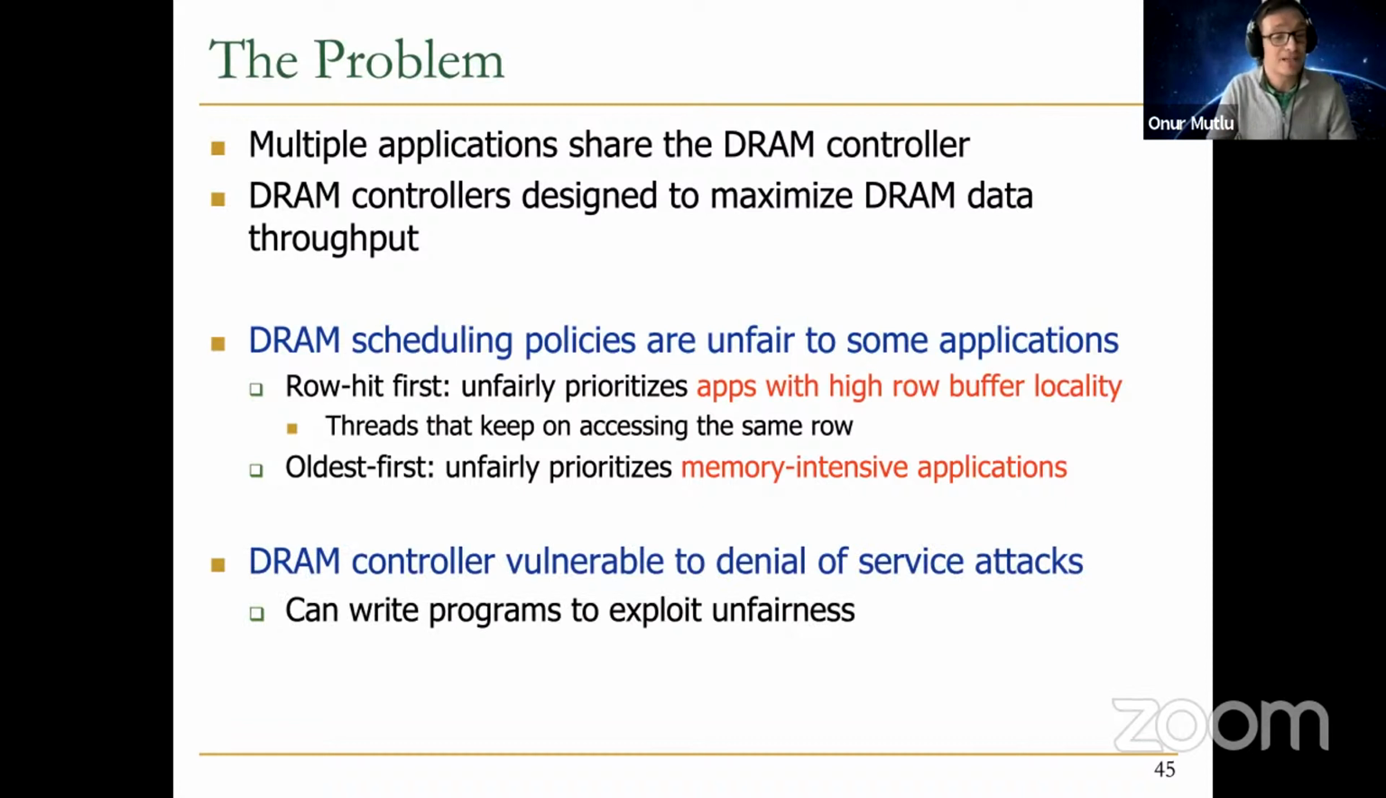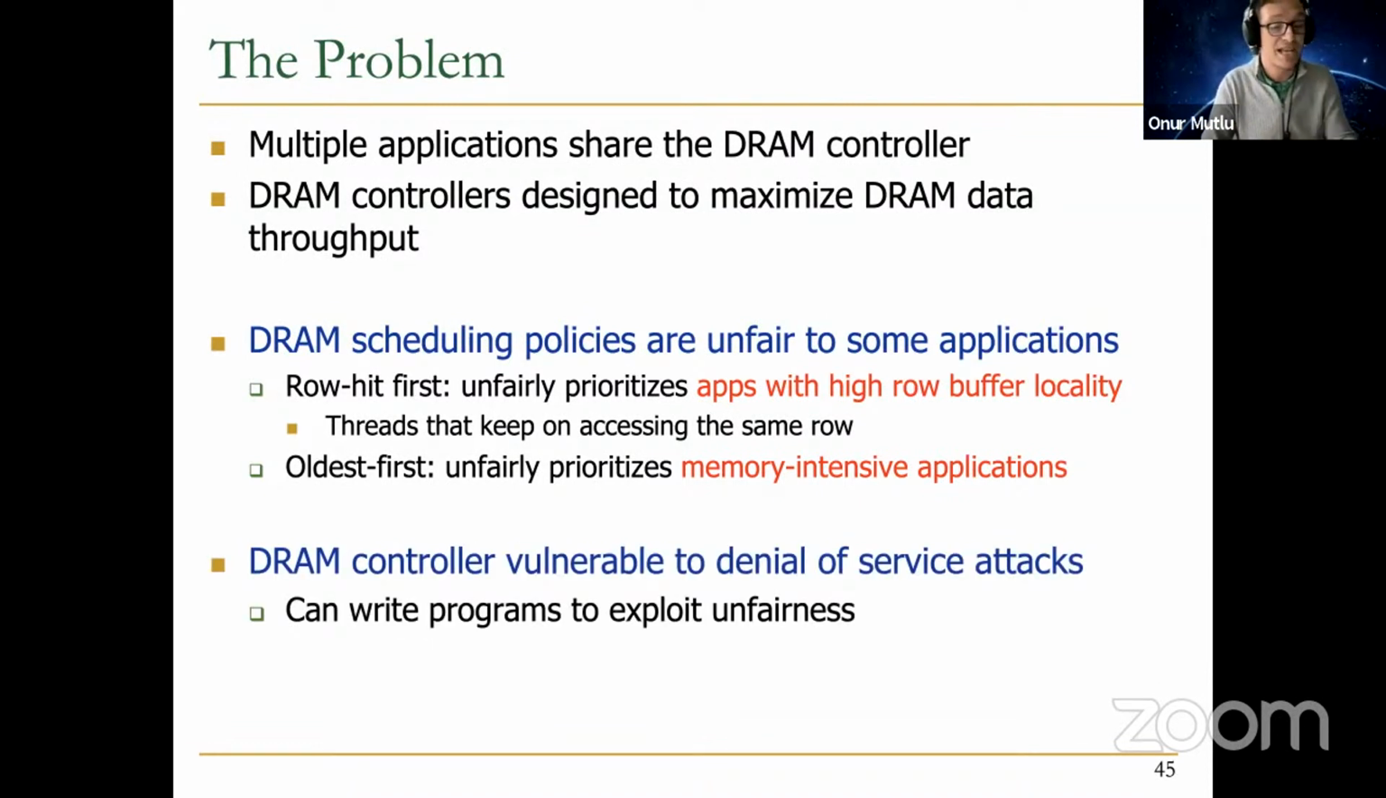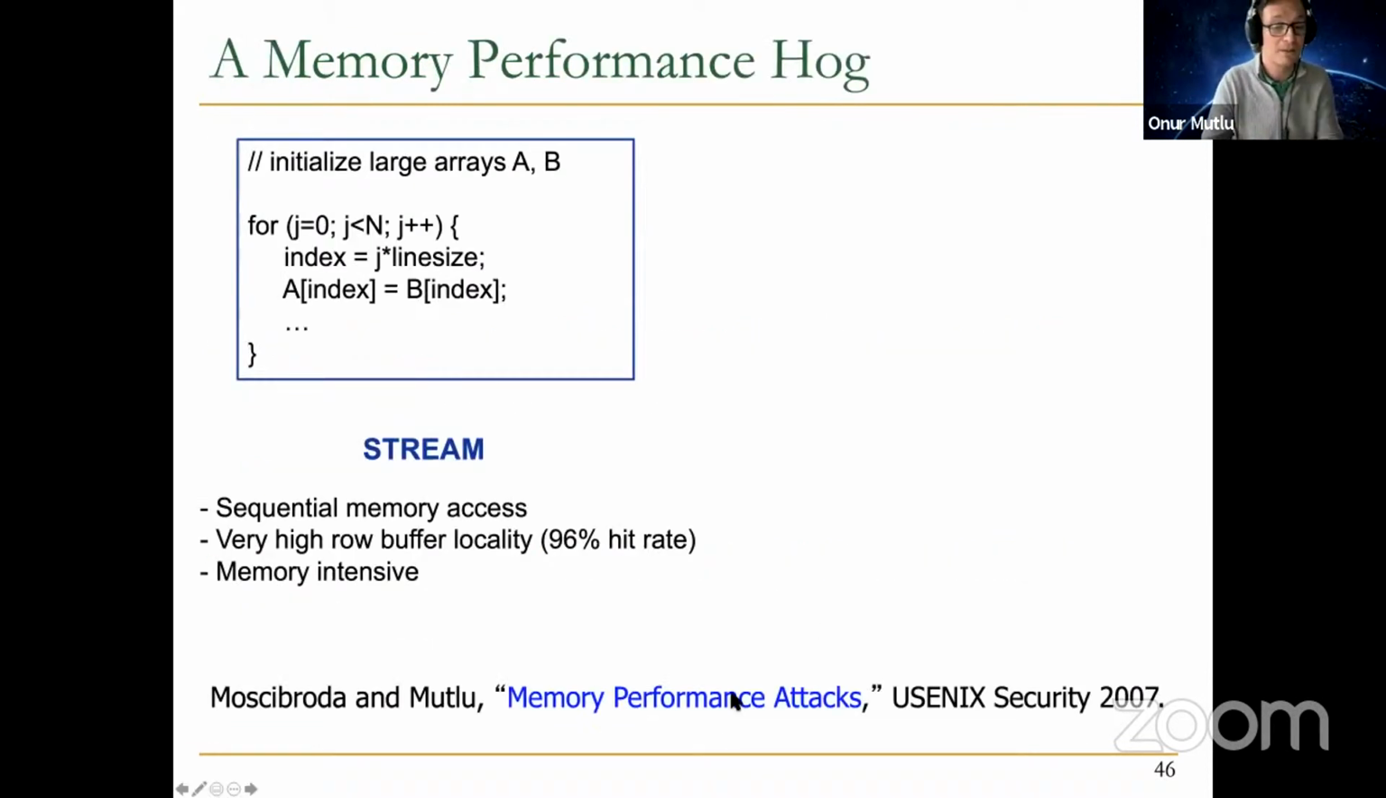And as a result, the DRAM controller is actually vulnerable to denial of service attacks. You can write programs to exploit this unfairness and cause denial of service, as we have done in this work that was published about 14 years ago, as you can see over here. We call this memory performance attacks. Let's take a look at an example of a memory performance hog. This is one memory performance hog for you.